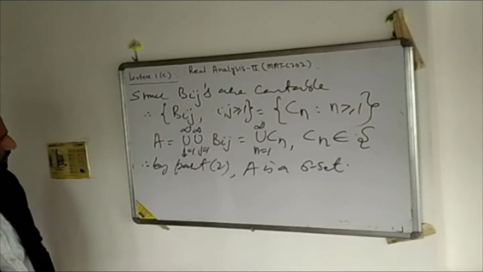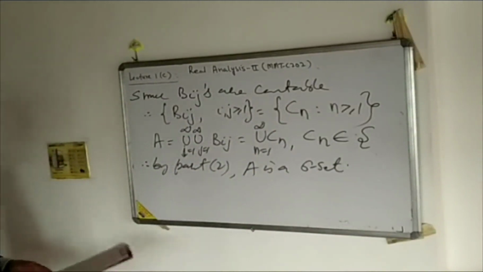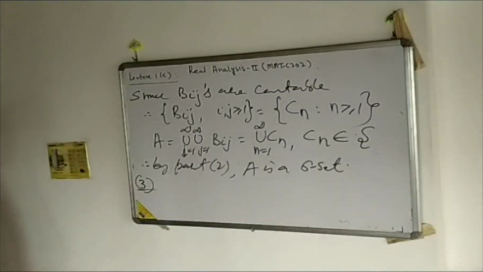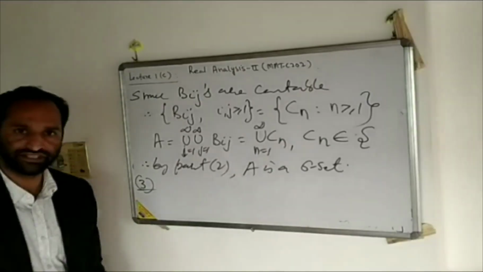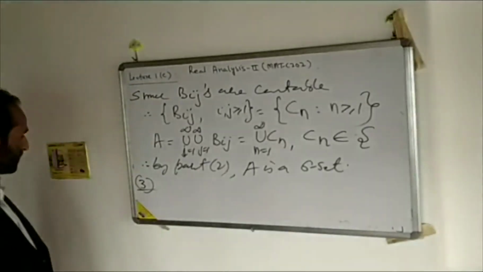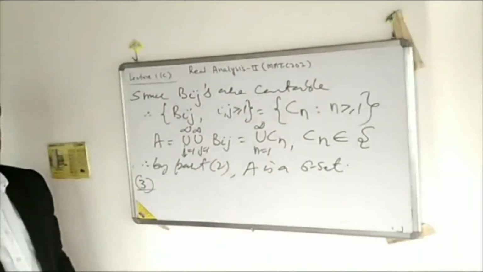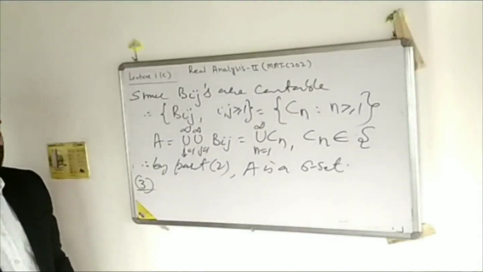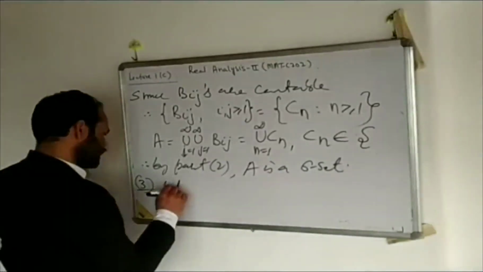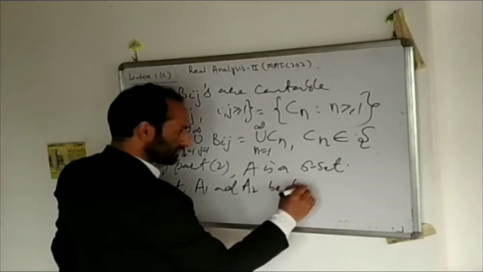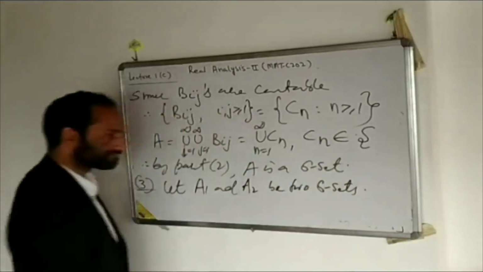Now we show that the finite intersection of sigma sets is a sigma set. So it's again the third part. We have two parts of this third part. First part was that the countable union of sigma sets is a sigma set, and the second part is that the finite intersection of sigma sets is again a sigma set. So to make it simple, I take two sigma sets, and I will show that the intersection of these two sigma sets is again a sigma set. So let A1 and A2 be two sigma sets.